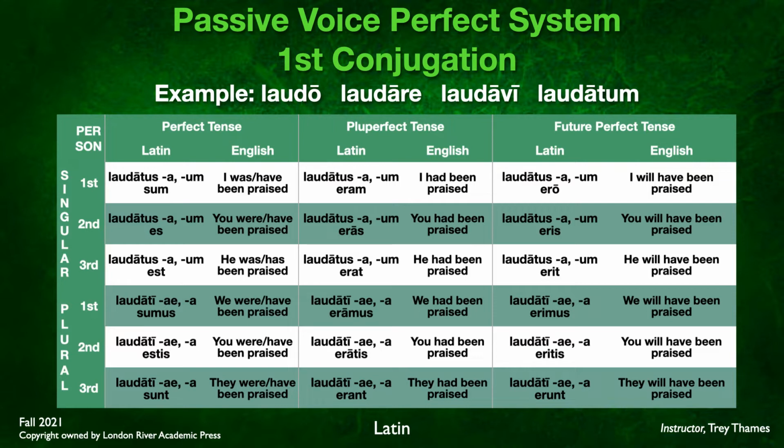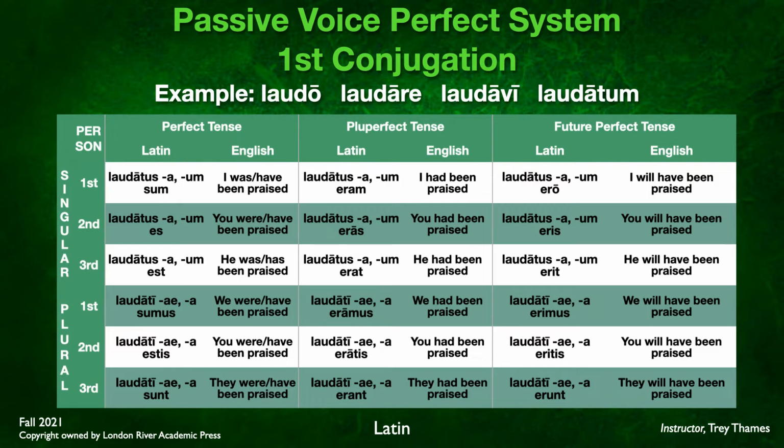And this could be translated two ways. I was praised, or I have been praised. That would be a sufficient way to translate as well. You were praised, you have been praised, he, she, it was praised, he, she, it has been praised, we were praised, you all were praised, and they were praised, etc.